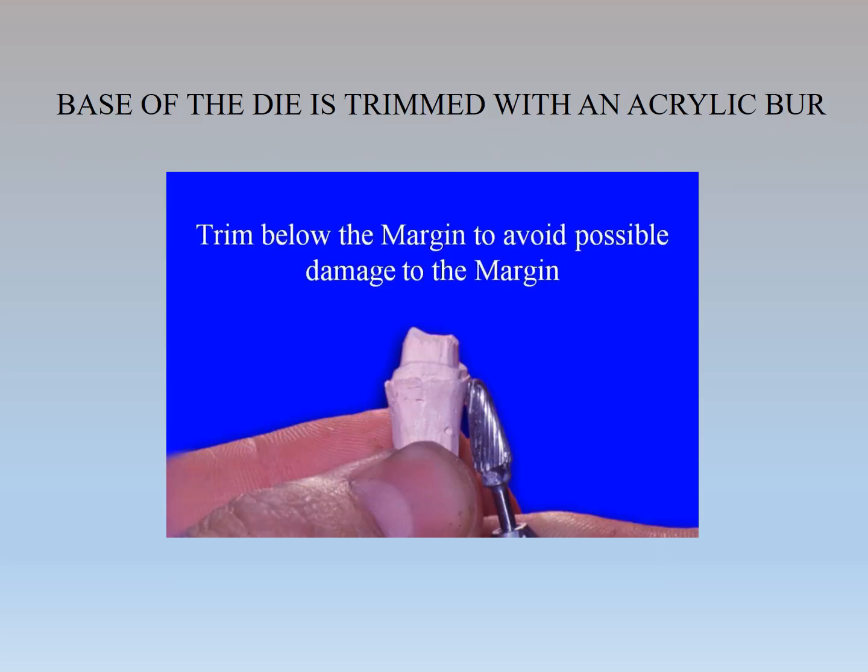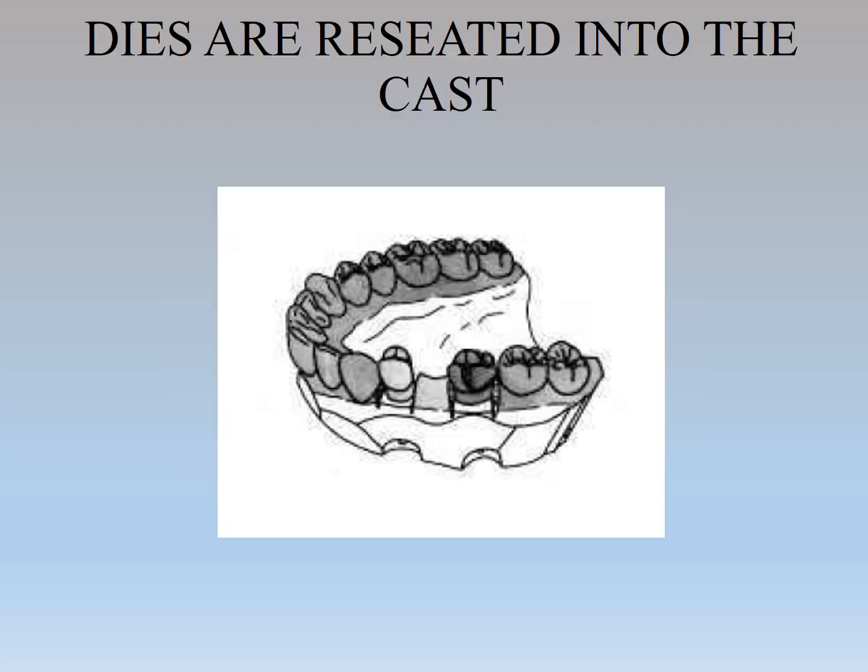Okay, so now when you have a single die coming out, you can trim below the margin to avoid possible damage to the margin. So that's why you do the contouring. Okay, all right? And then you mark it with the red pencil. So going back to our previous slides, which I covered. Yeah, with an acrylic trimmer. Okay, so dies are reseated into the cast. One, two, three, guys. We can just push it up.